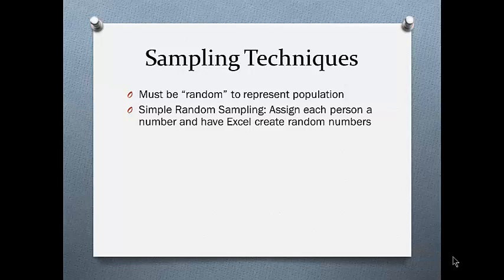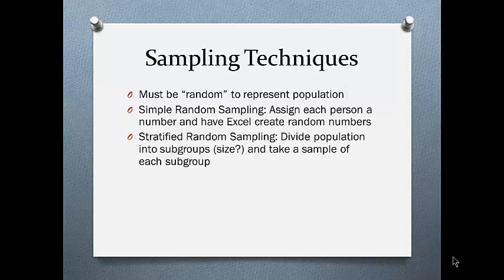Johnson after that, Zachariah after that. We list them alphabetically and assign each person a number. And then we have Excel or some other program create some random numbers. And so it creates 15 random numbers, and those 15 people are selected to fill out the survey or to be called for the telephone interview.